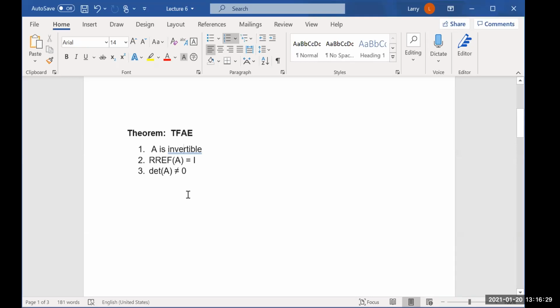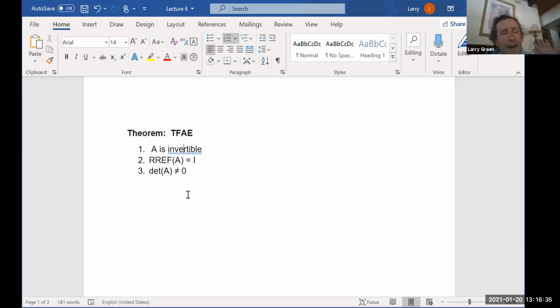You have to show that 3 is equivalent to at least one of them. Exactly. And you could choose whichever one is easier for you. Does that make sense? So you could either RREF and get the identity, or you can find it's invertible. Either way, if you know the determinant is non-zero and you can get 1 or 2, that's good enough. And you have to go the other way. You have to start at 1 or 2 and end up with a non-zero determinant. Any questions on that?